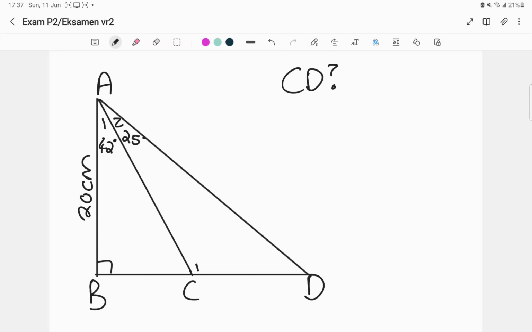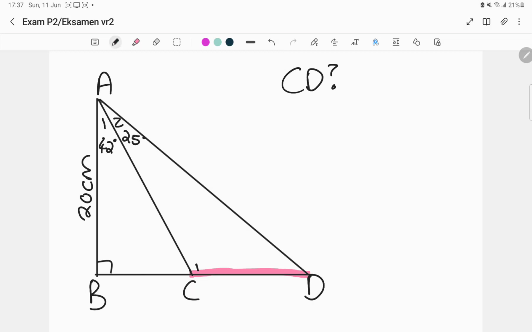So let's have a look at the following sketch. Here you have a shape ABCD. You know that AB is 20 centimeters, A1 is 42 degrees, A2 is 25 degrees, and then we want to know what is CD. So we want to calculate the length of this side.